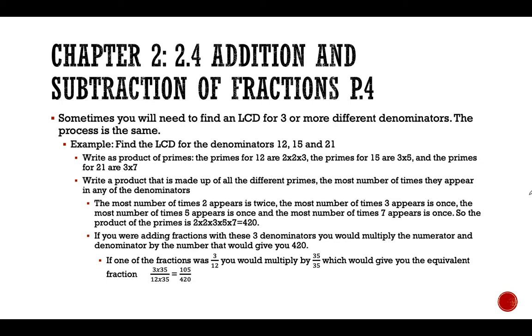So what you'll need to do in order to add or subtract these fractions is make all of the fractions with those denominators into a fraction with 420 as the denominator. So, for instance, if one of the fractions was 3 over 12, then you would multiply that by 35 over 35 because 35 times 12 gives you 420. So your equivalent fraction for 3/12 with the denominator of 420 would be 105 over 420.